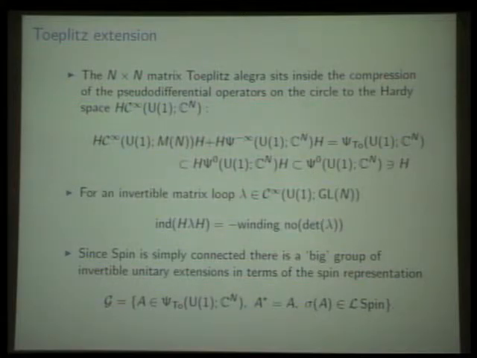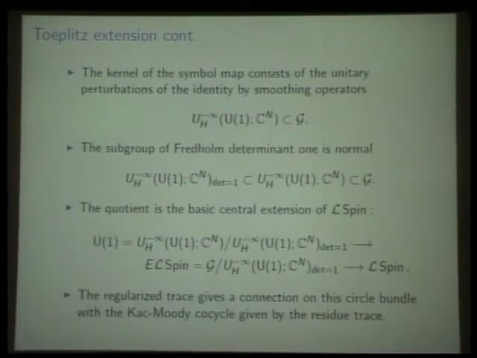And this is a big group, but not so big. The kernel of the group, that is the things that correspond to the trivial loop in spin, are just the perturbations of the identity by smoothing operators on the Hardy space. This, for example, is a classifying space for odd K-theory, so it's not a bad object. But the point is really that the Fredholm determinant is well defined on this. So this has a smaller subgroup, namely the group of determinant 1 inside here. And this is a normal subgroup in the whole group. And so you can take the big group modulo the determinant 1 part of the kernel, and you get a circle extension over L spin. And this is the basic central extension of the loops on spin, constructed. So really, in other words, this E is the determinant bundle over loops in spin in this form.